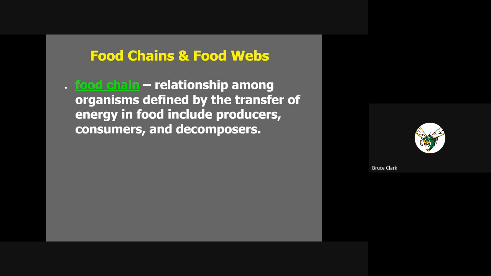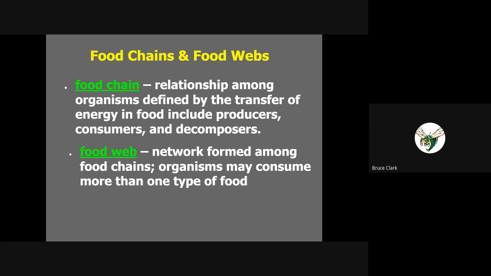So it's a relationship among organisms defined by that transfer of energy and food. It includes producers, consumers, and decomposers. Now, it'd be nice if ecosystems were that simple, where we have the sun, we have an autotroph or a producer, and then we have an herbivore, a carnivore, etc. as we're going. But we all know it's more complex because all organisms eat more than one food source for the most part.